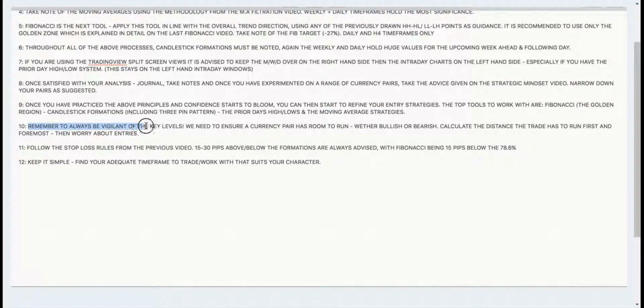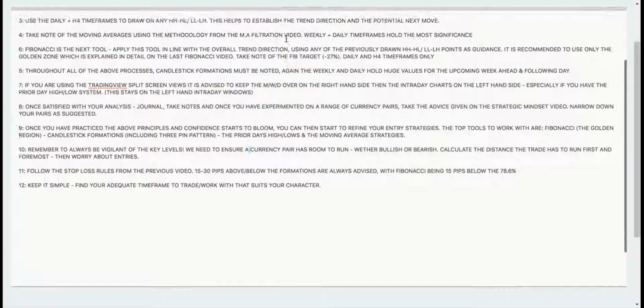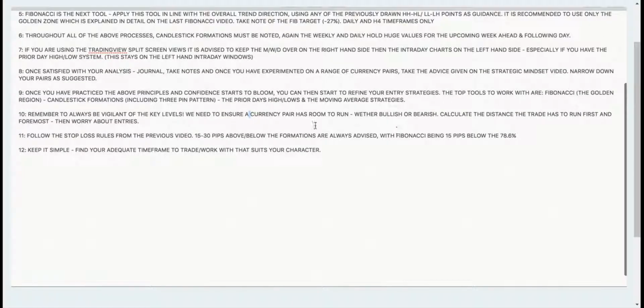Always remember to be vigilant of key levels. We need to ensure a currency pair has room to run. Remember, I always say and suggest, break the currency pair down, look how far the pair has to run. Okay, using what's above, it isn't really that difficult. Once you get the hang of things and you have the structure, and then you come into the entries, the entries can be, if you just focus on the MA breaker, the MA bounce, all right, and then the fib, you're going to get high probability trading setups on various time frames.